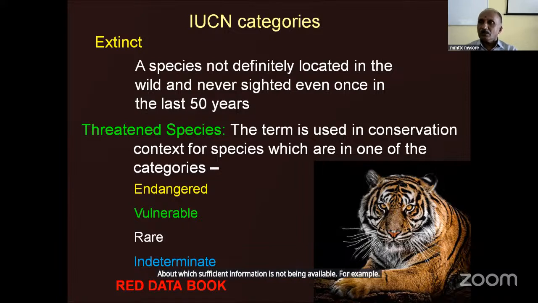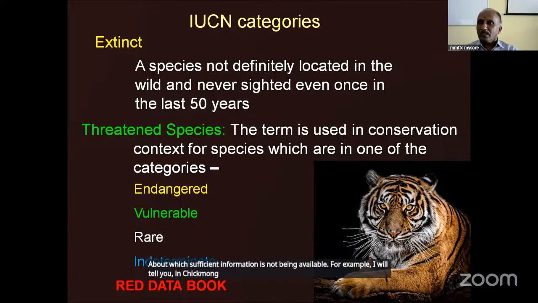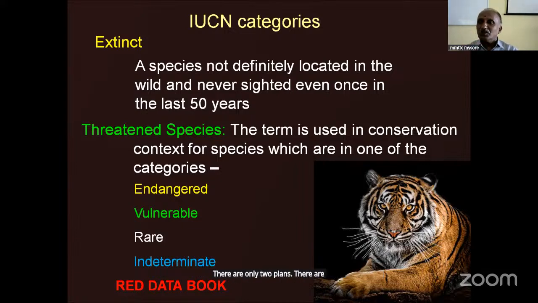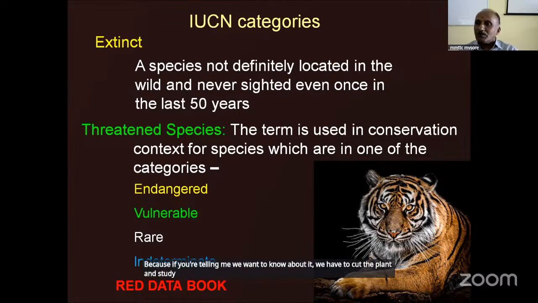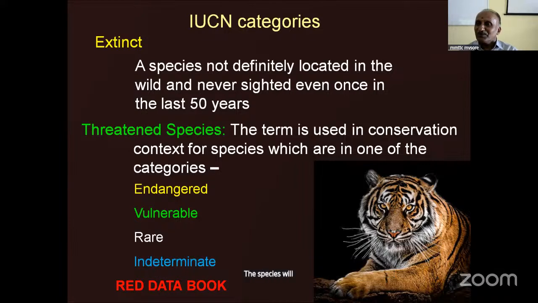For example, in Chikmagalur district of Karnataka, there is one plant called Thalictrum dalzelii in the Baba Budan Hills. There are only two small plants. But we do not know to which group it belongs, what its importance or significance is. Because if we want to know about it, we have to cut the plant and study it, and if you cut the plant, the species will totally disappear. So such species are referred to as indeterminate species.